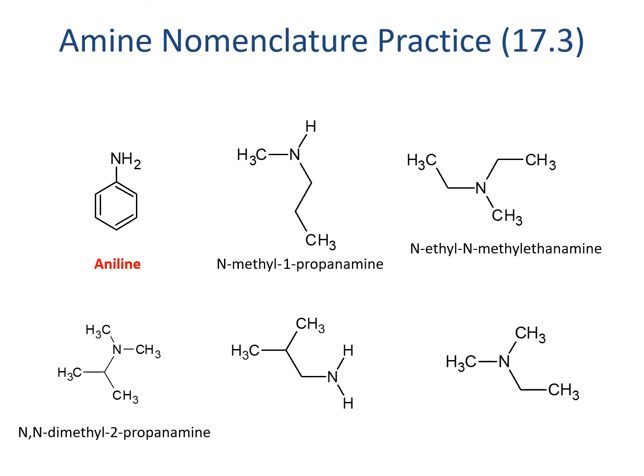The bottom center amine has 3 carbons in its longest chain, starting from the carbon next to the nitrogen, making the molecule a 2-methyl 1-propanamine. The final molecule is an N,N-dimethyl ethanamine.